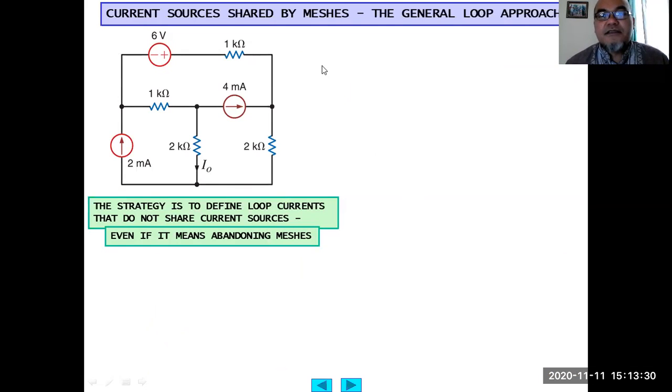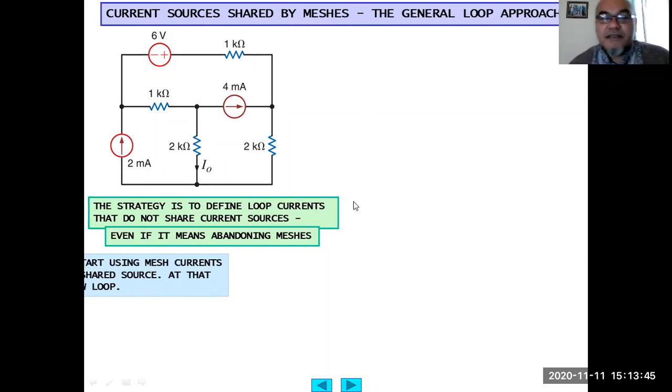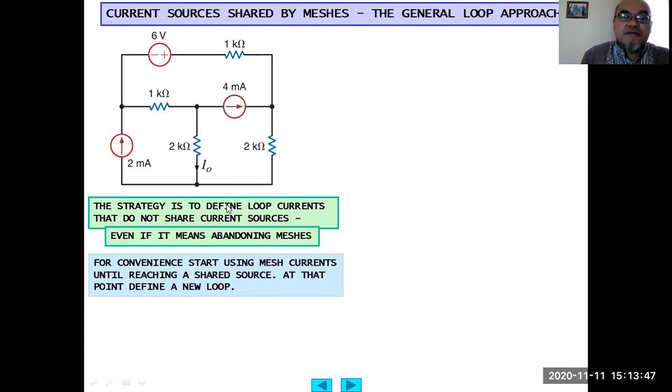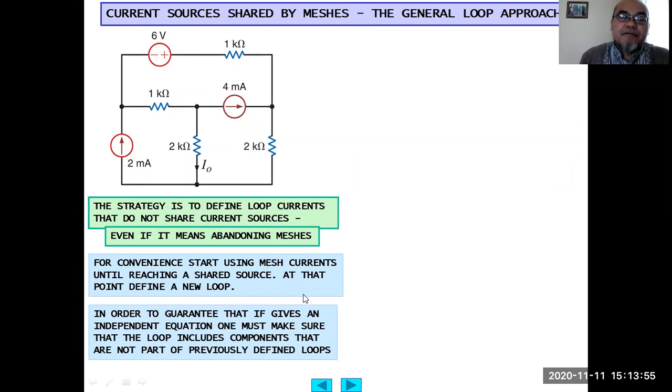So this is the general loop approach when we have a current source that's shared by meshes. The strategy is to define loop currents that do not share the current sources, even if it means abandoning the mesh. For convenience, start using mesh currents until reaching a shared source. This is the shared source. Then at that point, we define a new loop.